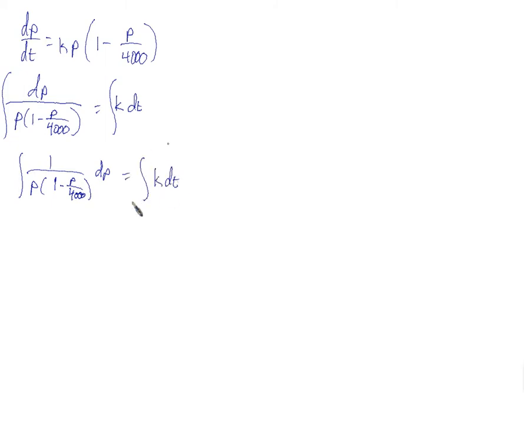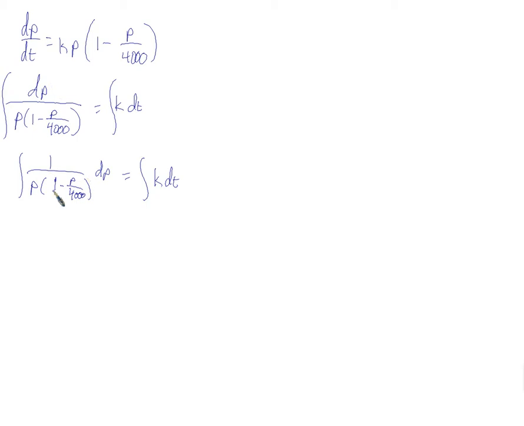This side's easy. This side's done, right? Well, what is the antiderivative of a constant times dt? It's just k times t, right? Because if I take the derivative of kt, I'll just get k, whatever that is. Just remember that k is just some constant that we're trying to find.